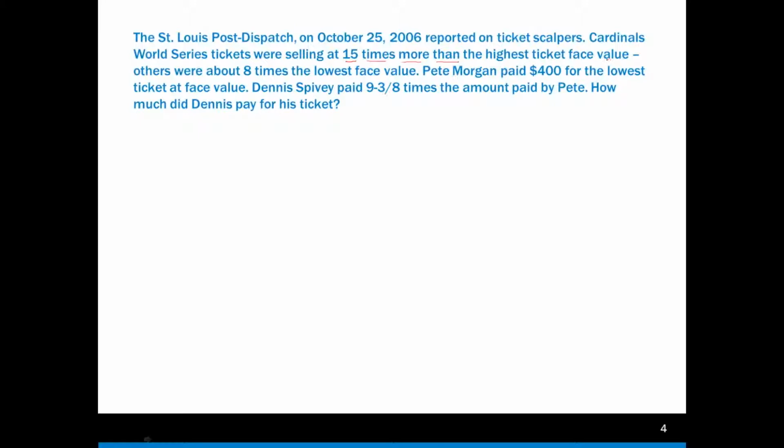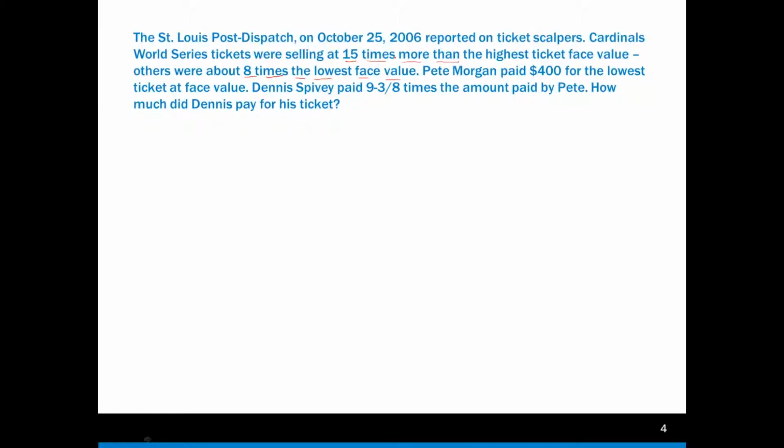Okay. We'll continue on. Others were about 8 times the lowest face value. Okay. So here we have 15 times the highest and 8 times the lowest. Now, I don't know what I'm going to do with that, but they're two pieces of information, right? I don't know if I'm going to use them or whatever have you. What I know is that I don't know what the highest ticket face value is. That's an unknown. And I don't know what the lowest face value is. That's also an unknown.